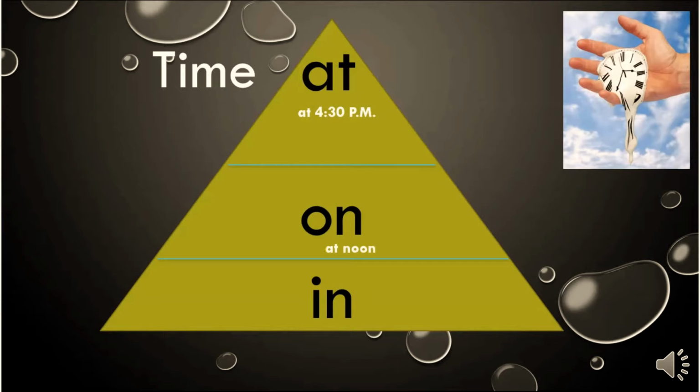What do you notice about these times? At 4:30, at noon, at midnight. All of these times are times that can be found on a clock. We use at when discussing times that are found on a clock.